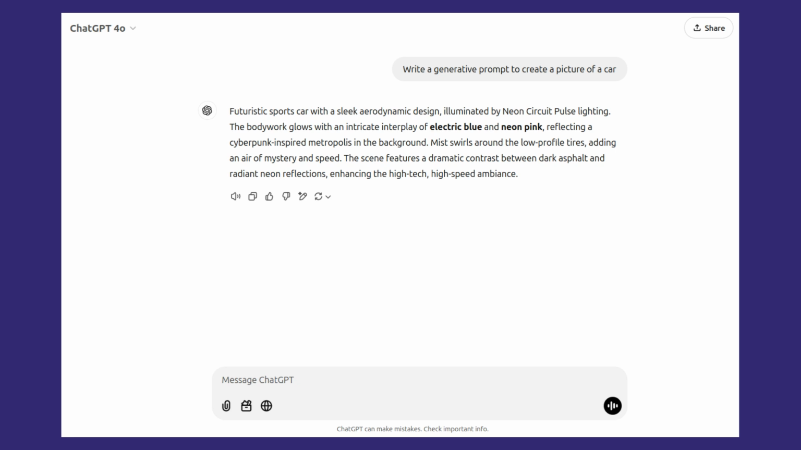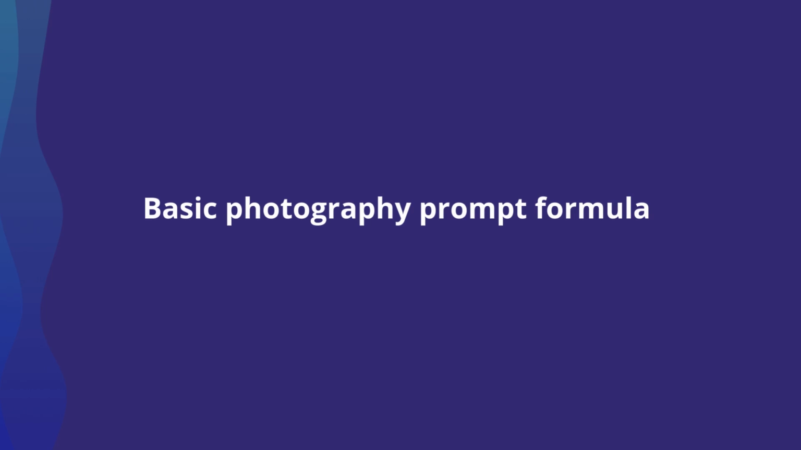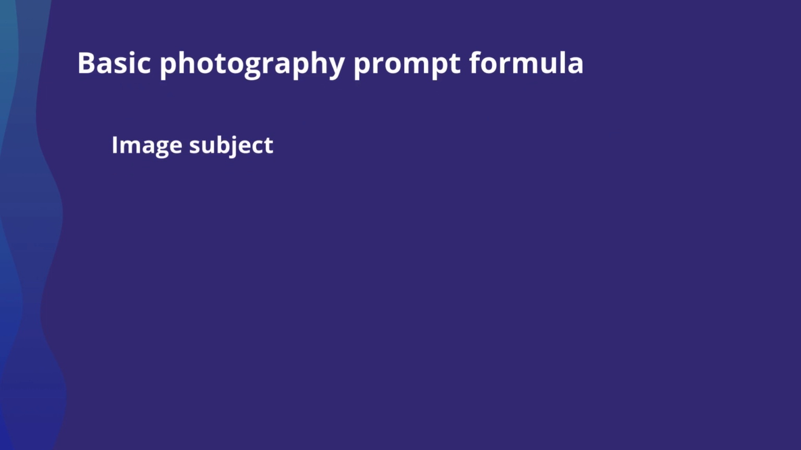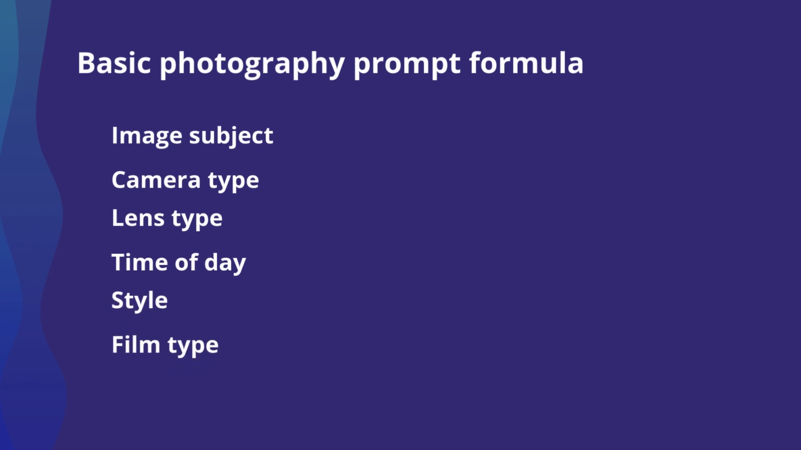Now we need to teach ChatGPT the structure of the prompts. This is the foundation of our work. So I'll give ChatGPT a formula to follow. For this example, let's use a basic photography prompt formula that includes the following elements: image subject, camera type, lens type, time of day, style, and film type.